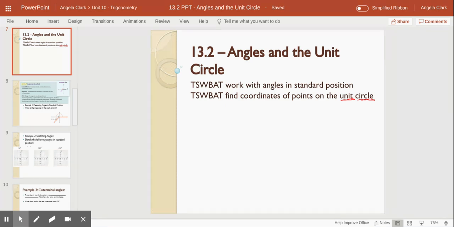In this section, we're going to be talking about angles and the unit circle. So basically, this is going to be specific aspects of the unit circle, which I covered in that really long video on the unit circle, which once again, I apologize for that video being so ridiculously long. This is going to zero in on certain aspects.